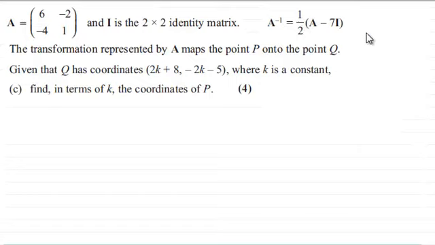Now for this part, we're told that the transformation represented by A maps the point P onto the point Q. And given that Q has coordinates 2k plus 8 and minus 2k minus 5, where k is a constant, we've got to find, in terms of k, the coordinates of P for 4 marks.